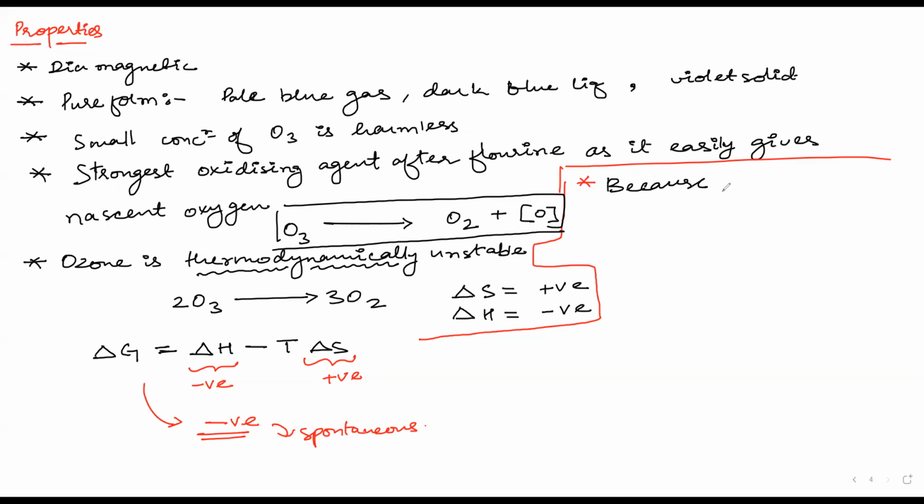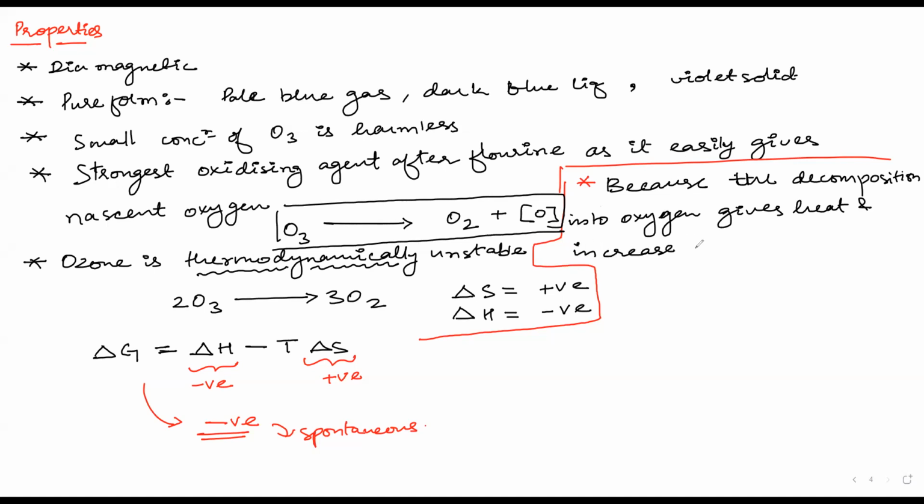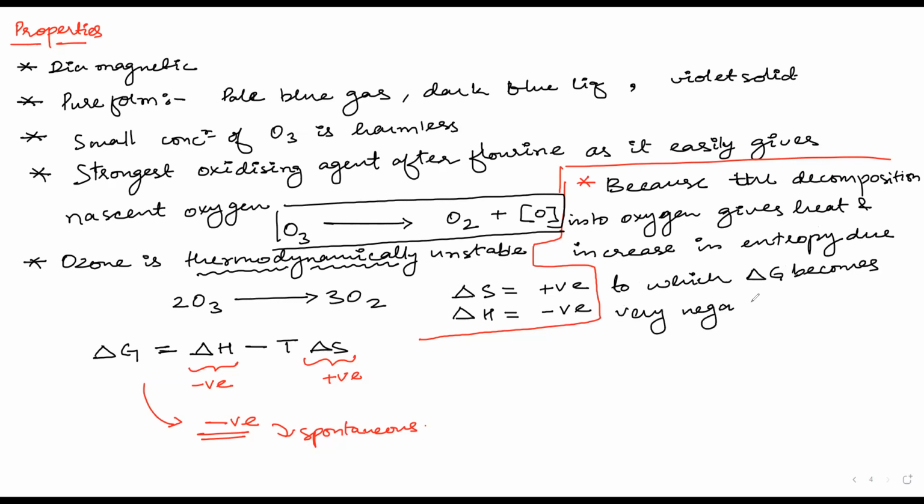Why is it unstable? Because the decomposition into oxygen gives heat and an increase in entropy, due to which delta G becomes very negative and the reaction is spontaneous. The reaction is spontaneous.